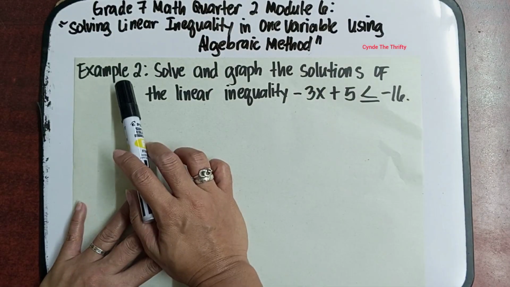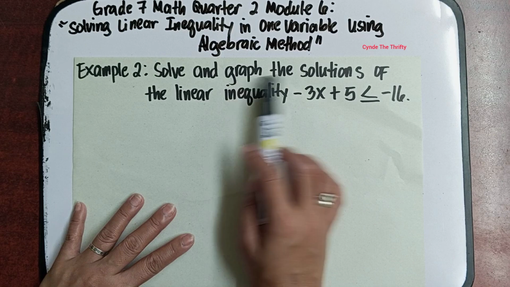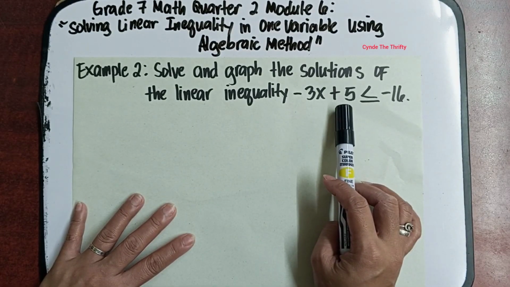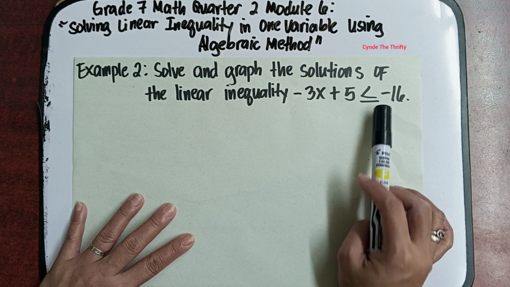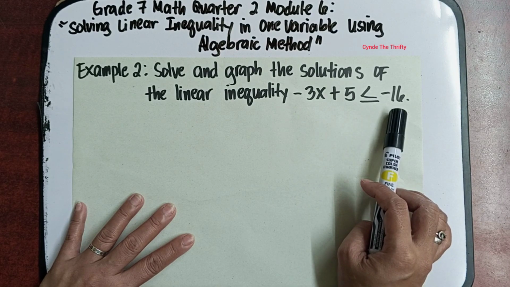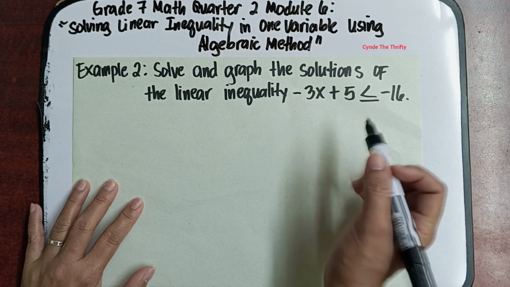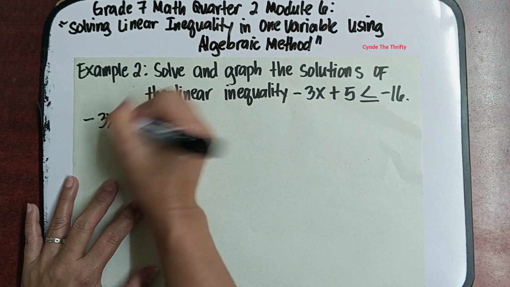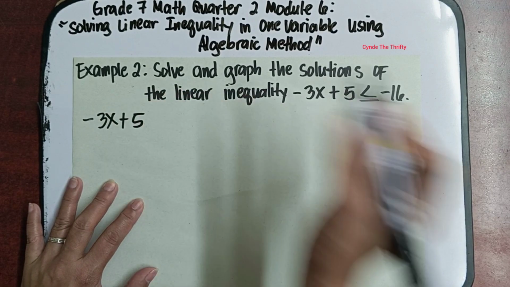Example number 2 tayo. Solve and graph the solutions of the linear inequality. Negative 3x plus 5 is less than or equal to negative 16. Okay, so i-solve natin ang ating linear inequality. So, negative 3x plus 5. So, ano ang gagawin natin?